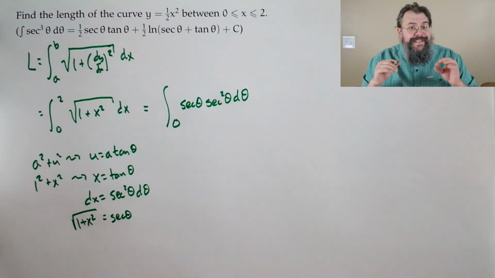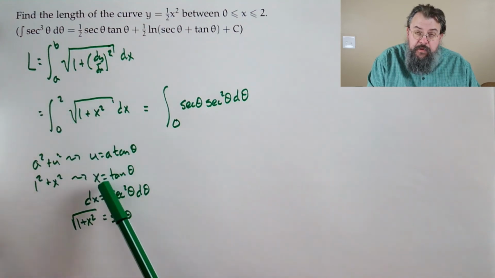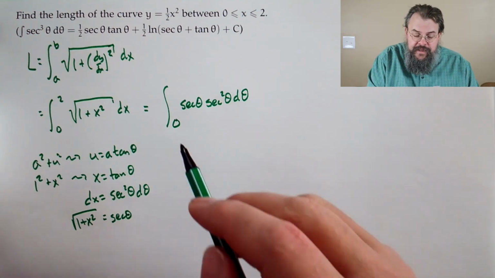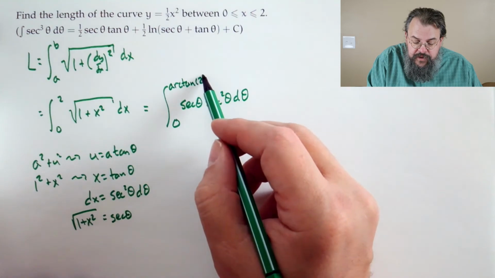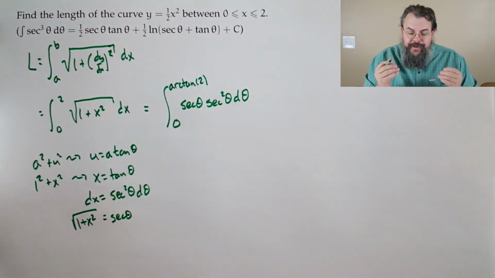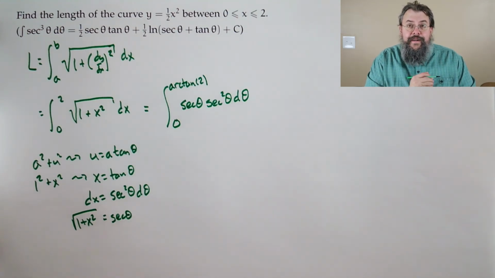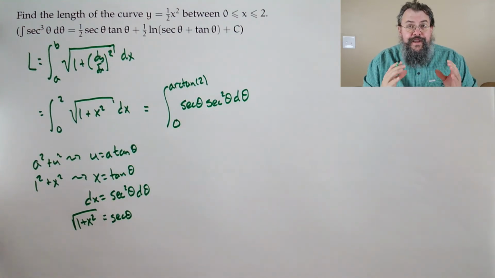Now the upper bound, that's a little bit more interesting. So that's x equals 2. So now we have 2 equals tangent theta. So solving for theta, theta would be arctangent of 2. All right, great. So that's what we have to solve. Well, let's think about it. We have to integrate secant cubed.